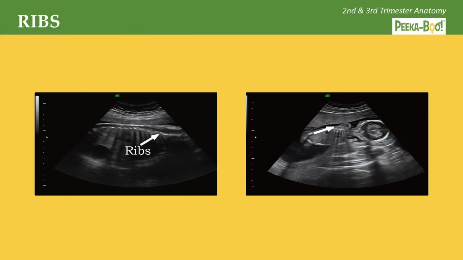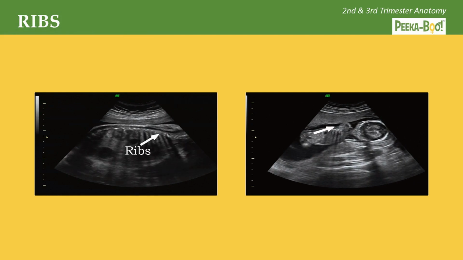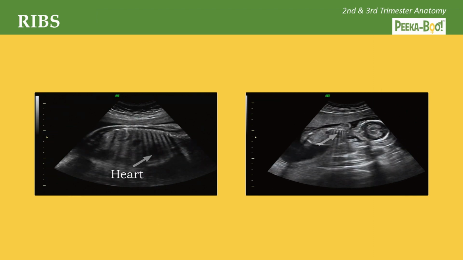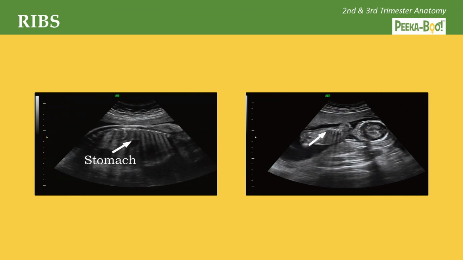These views of the chest show small white structures. These are ribs, which are made of bone. Please also notice the heart and stomach.